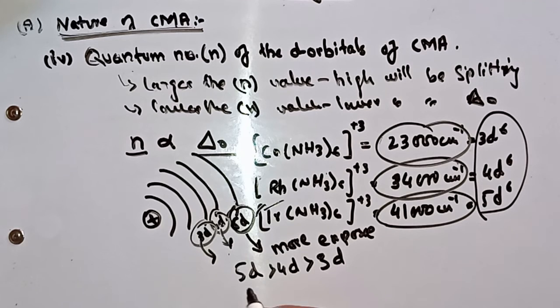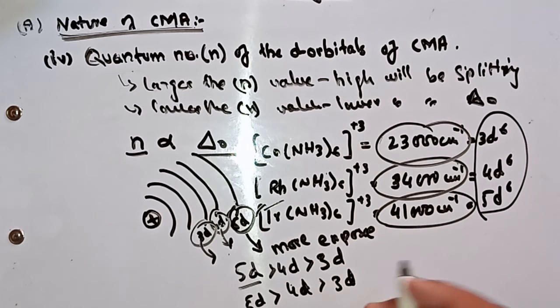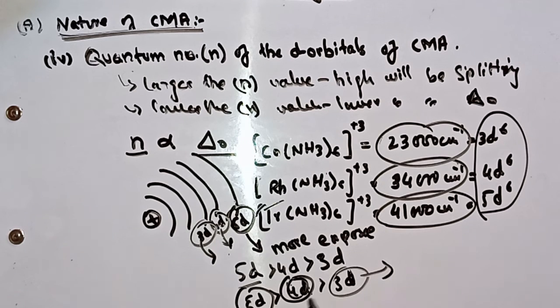So the ligand interaction with the 5d system will be greater than with 4d, while the 4d interaction with the ligand will be greater than with 3d. When the interaction is greater, the splitting is greater. So the 5d system will have larger del naught splitting, and the 4d system will not have as much splitting as 5d, but more than the 3d system, because 4d is more exposed than the 3d system.